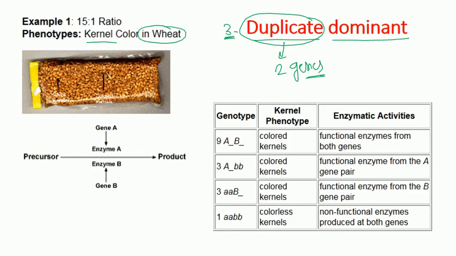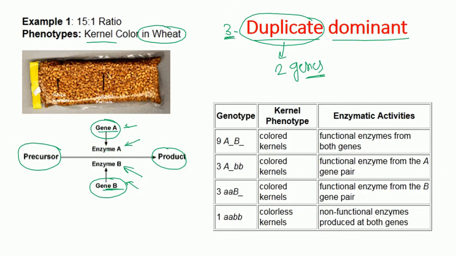The kernel color in wheat is normally mediated by the presence of 2 genes, gene A and gene B, because both gene A and gene B produce a protein. Gene A produces enzyme A, gene B produces enzyme B. So for the expression of the color in the kernel of the wheat, we can have either the expression of gene A or the expression of gene B.